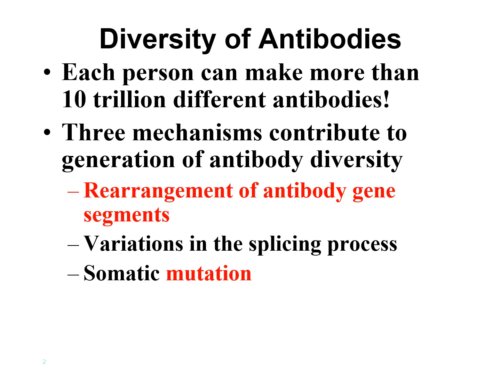So everybody is able to make over 10 trillion different antibodies, which is really crazy to think about. How this happens is that we rearrange the antibody gene segments in the DNA when we're making the B lymphocytes. There's also some variations in the RNA splicing, and the B lymphocytes have a high rate of mutation.